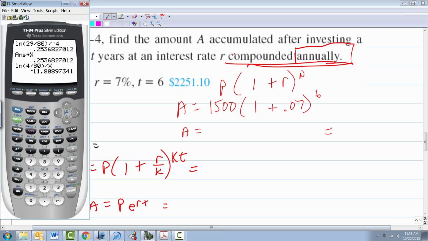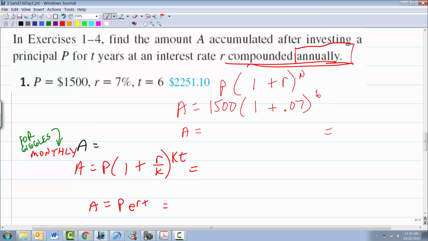Now, very simple to type that in the calculator. By the way, 1 plus 0.07 is 1.07. You know what? You can do it. This is boring. We get this number. Let's do the other one. So that would be the answer to this question.